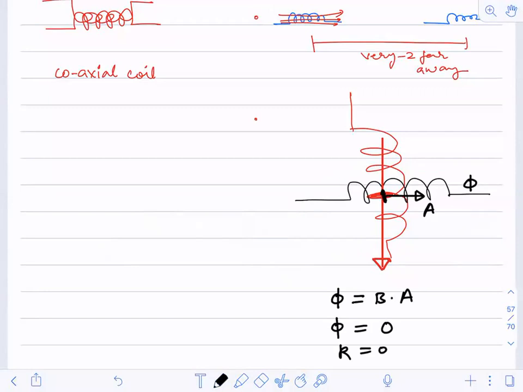Did you understand this? Did you understand the concept behind two mutually perpendicular coils having coupling factor 0? Is there anyone who has any kind of doubt in this?